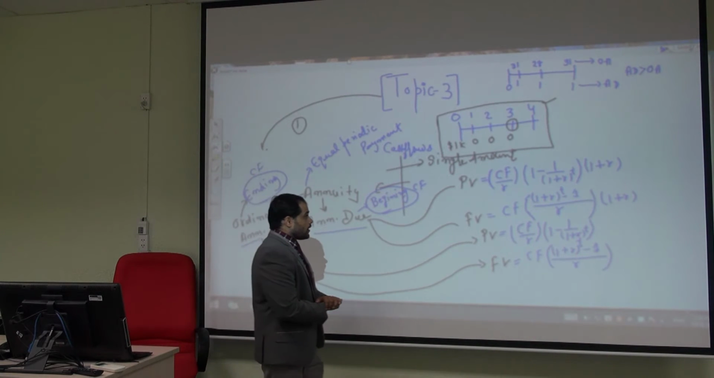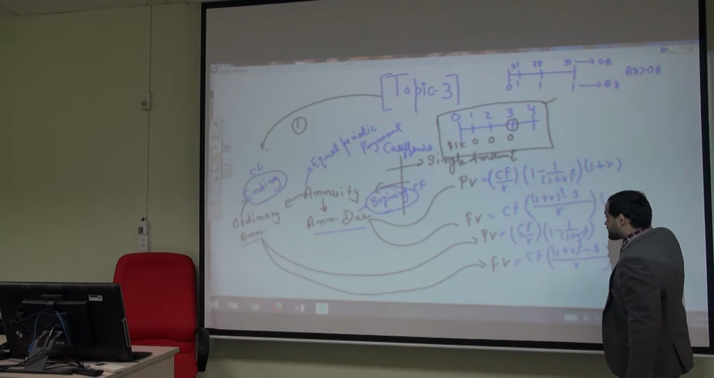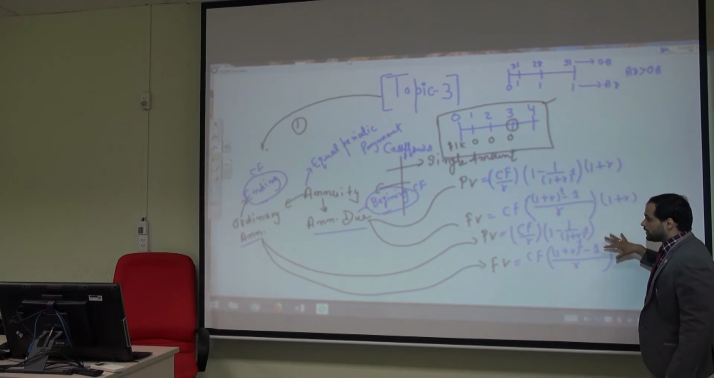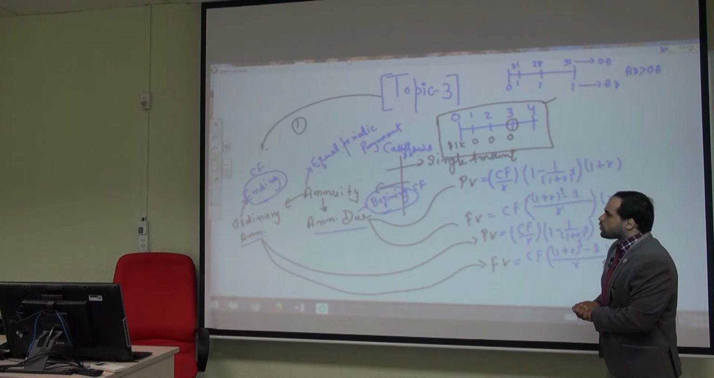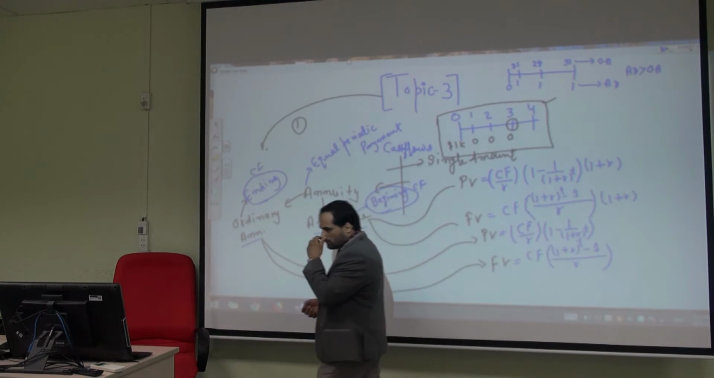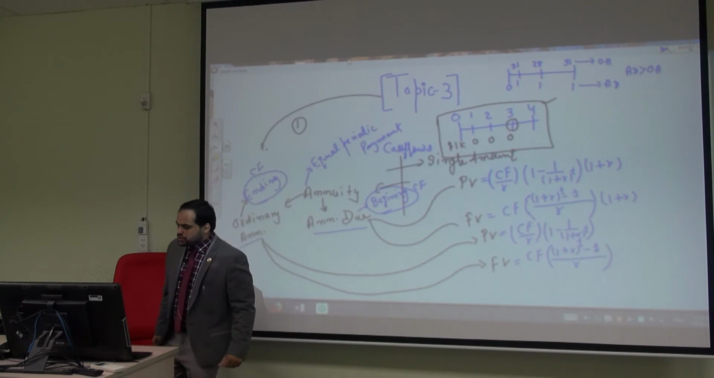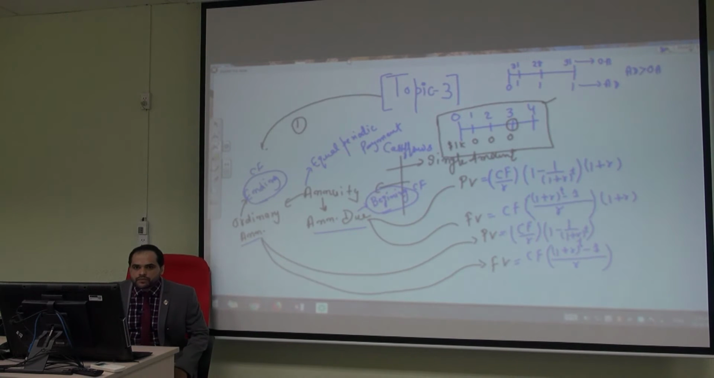Therefore, in the formulas, in an annuity due we have an extra (1 plus R) compared to the present value and the future value of an ordinary annuity. So that's all about the annuity. Now we move on to the next cash flow, which is a perpetuity.